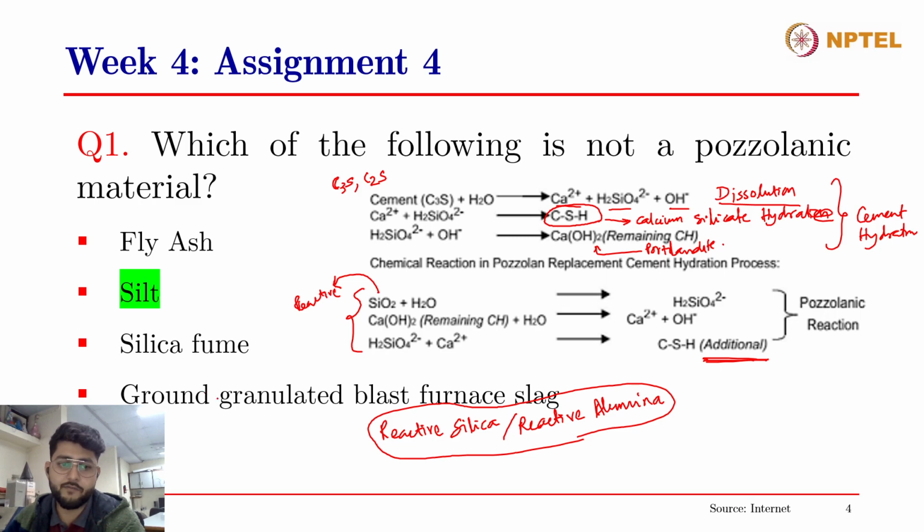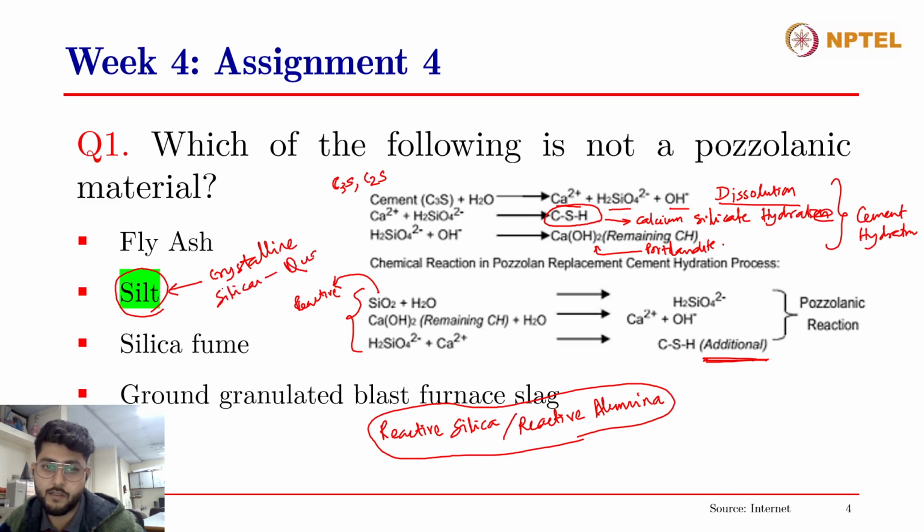Fly ash, silica fume, and GGBFS all have amorphous and reactive silica, while silt, even though it has silica in it, has silica that is majorly crystalline in the form of quartz. As we have also seen in the previous sessions, crystalline materials are stable and not very reactive in nature, and therefore silt is not a pozzolanic material, right?